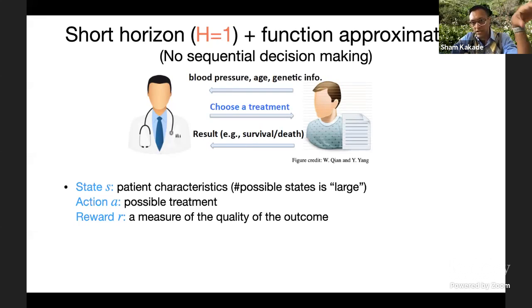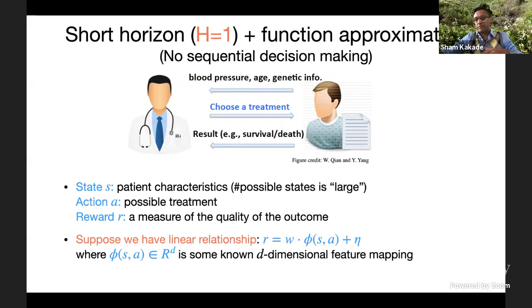Consider a setting where the notation is S is the state. It could be all kinds of patient characteristics, so there's effectively an infinite number of possible states. We have an action space, which could be large or small. And we have a reward function, which is some measure of the quality of the outcome, like how long it takes the patient to get better, or some measure of how well they're feeling. For this setting, let's think about one of the most commonly used approaches, which is to model the outcome as a linear function of some feature vector of S and A. So phi is some d-dimensional feature mapping.